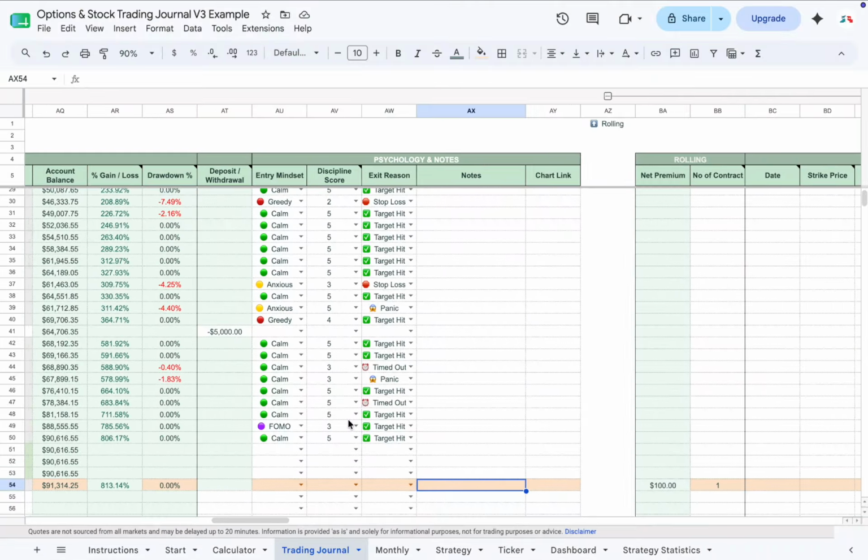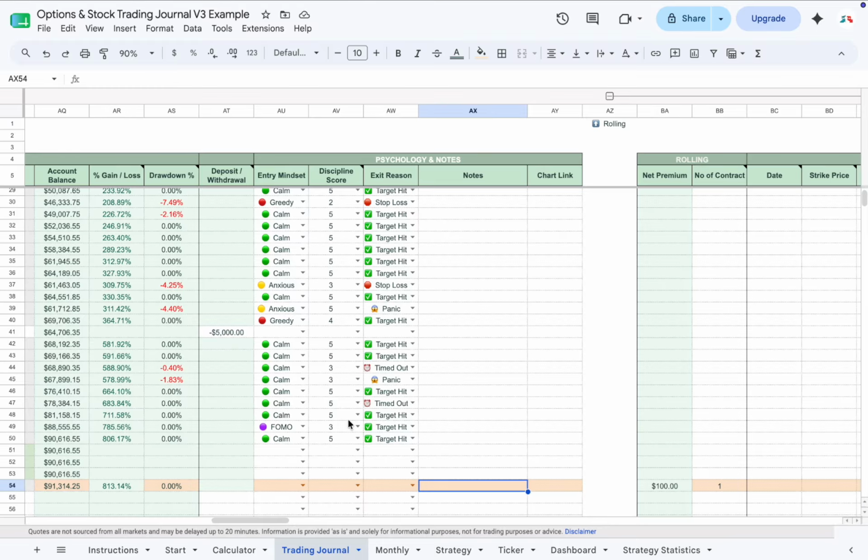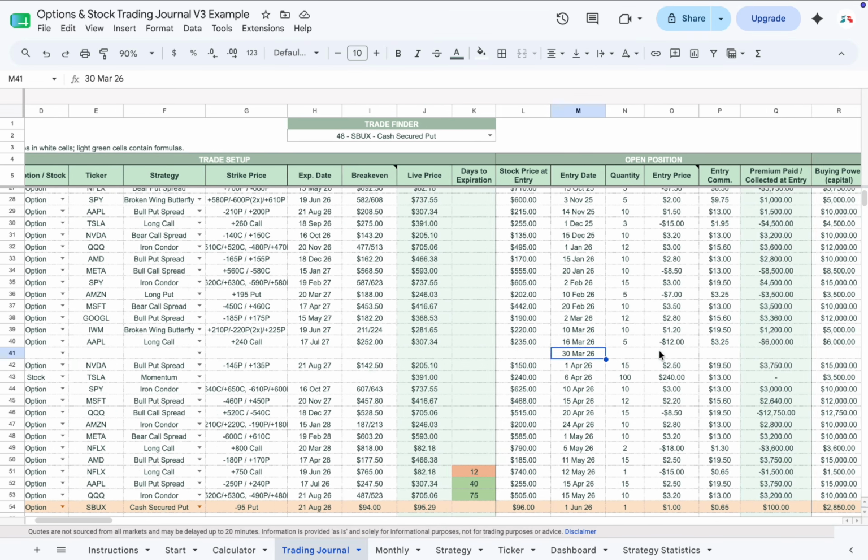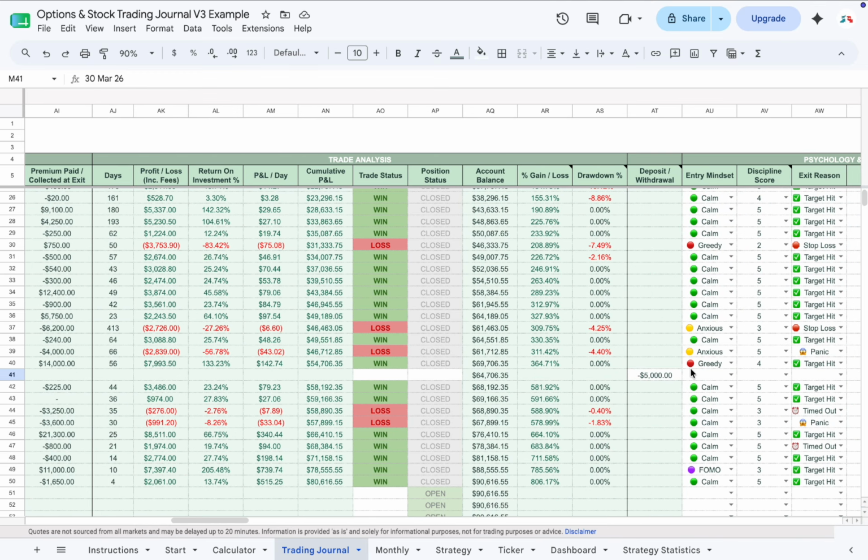You can also track account deposits and withdrawals directly within the journal. Simply use a new row and enter a dash in the trade number column. Then enter the transaction date and the amount deposited or withdrawn. For a withdrawal, enter the amount as a negative value.